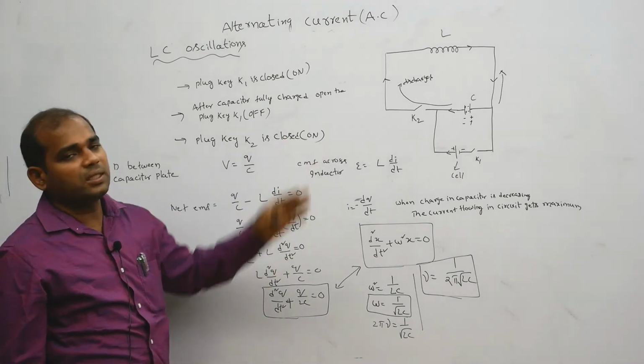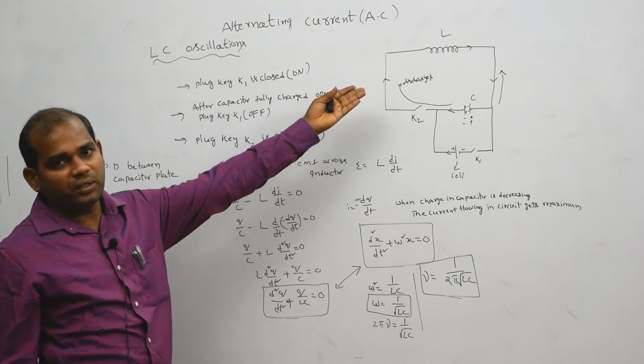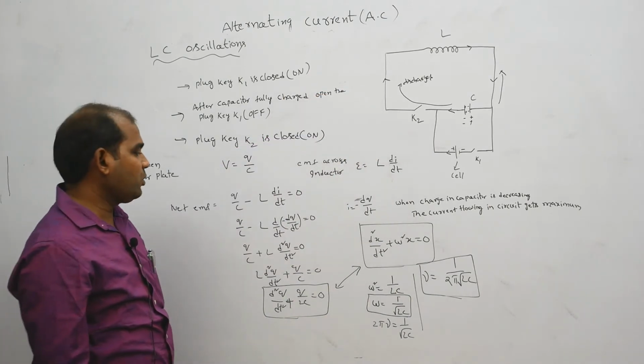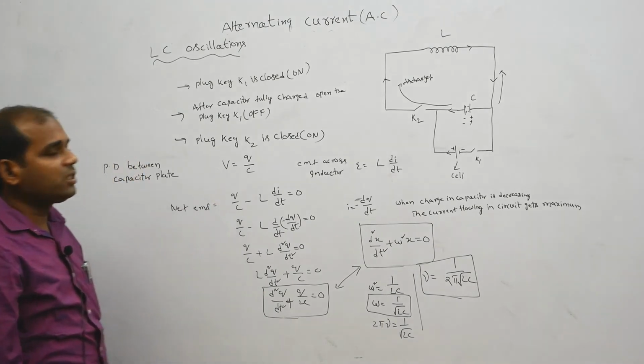What is happening in LC oscillations? The electrostatic energy gets converted into magnetic potential energy and vice versa. I hope you understand LC oscillations better.